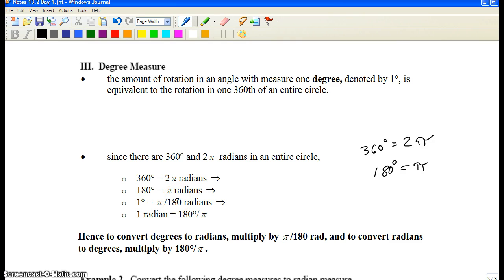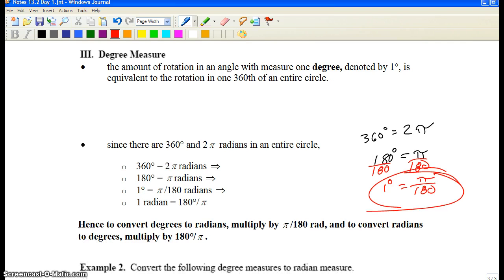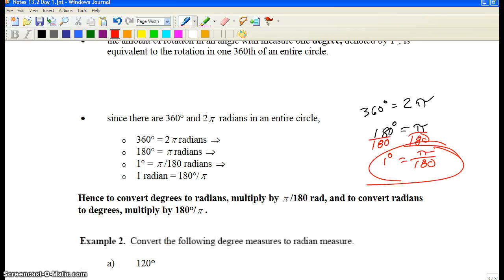So let's talk about how many radians 1 degree is. If you look at this equation, you want this to say 1 degree. You can divide the left side by 180 to make it 1, and then divide the right-hand side by 180. You get 1 degree is equal to pi over 180 radians. That's one of your conversion factors. That is how you go from degrees to radians.